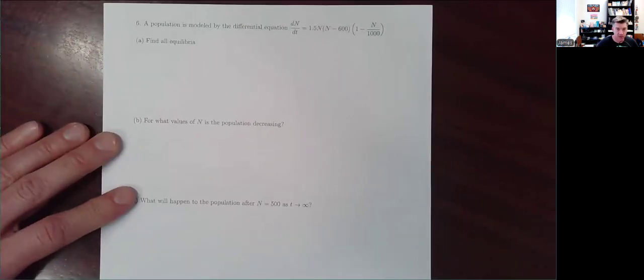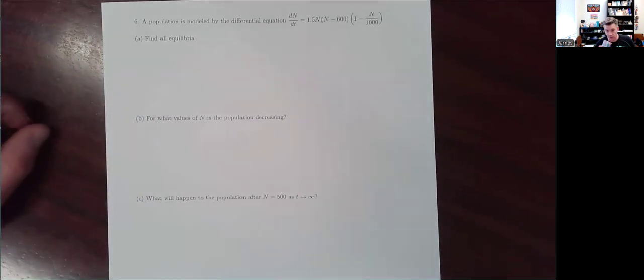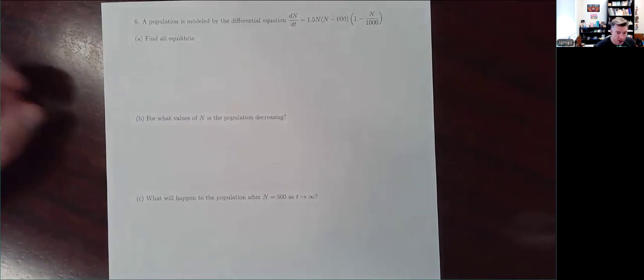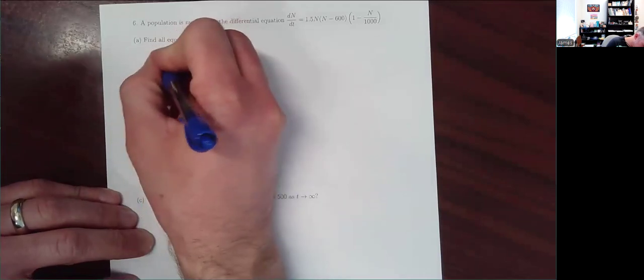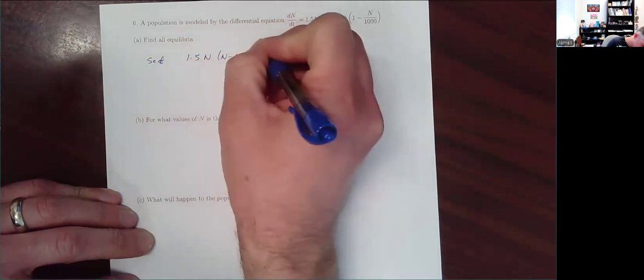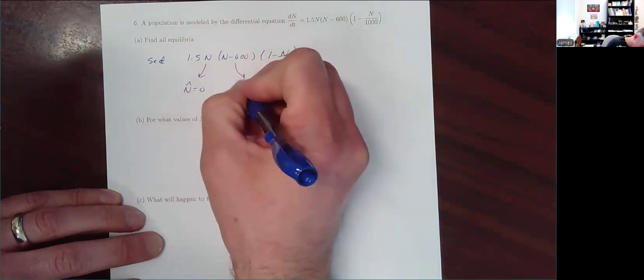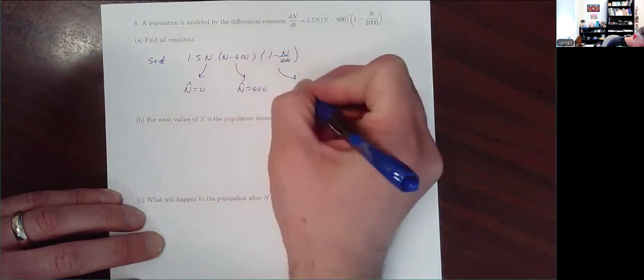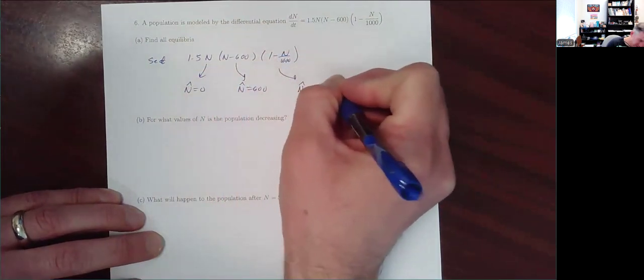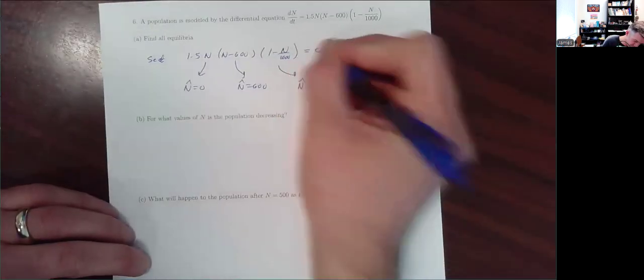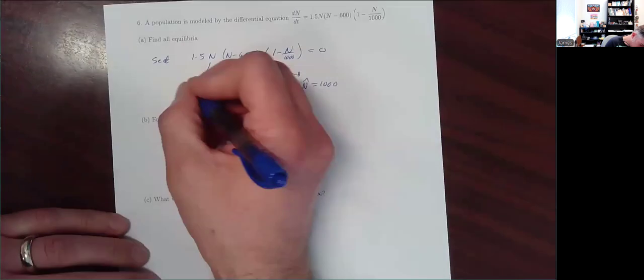A population is modeled by the differential equation dN/dt equal to 1.5 times N minus 600 times 1 minus N over 1,000. Find all equilibria. So set the whole thing equal to 0. And I think it should be pretty obvious that you're going to get N hat equal to 0, N hat equal to 600, and N hat equal to 1,000. I don't think you have to show any more work than that. Oh, I should set it equal to 0, though. So those are my equilibria.